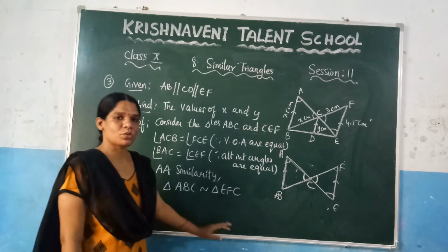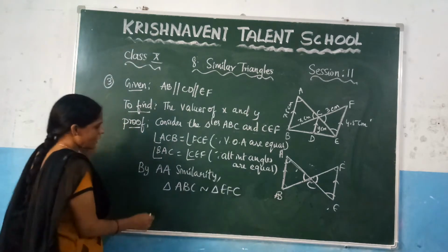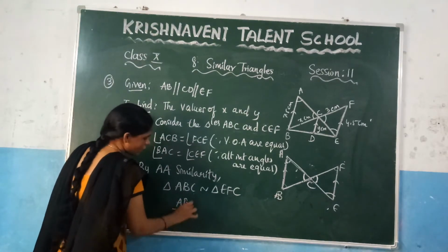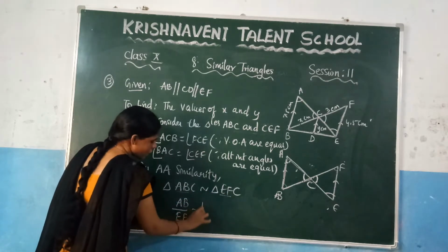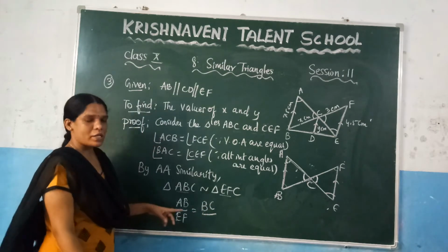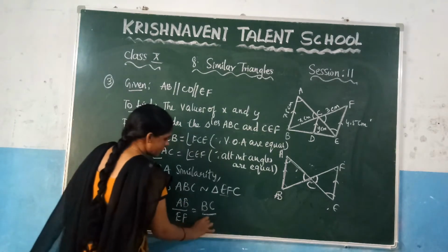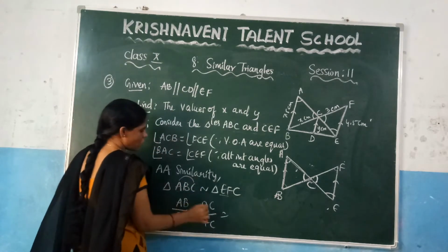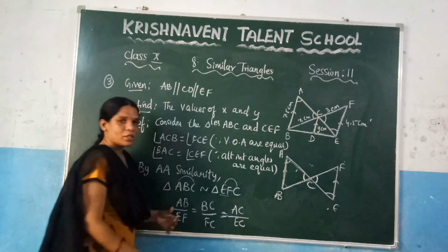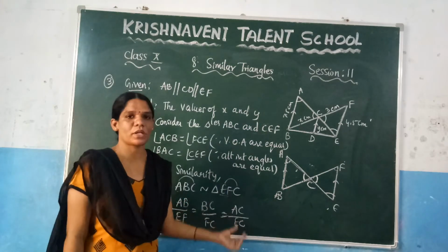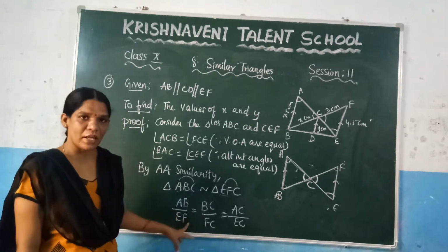And you know that if these two triangles are similar, their corresponding sides are proportional. So here you can write this one as AB by, what is the corresponding side of AB, which is nothing but EF, is equal to BC by, what is the corresponding side of BC, which is nothing but FC. So writing here FC is equal to what is the corresponding side of AC, which is EC. Right? So here we got it, since these two triangles are similar, you can say that their corresponding sides are proportional. By that we have written this one.